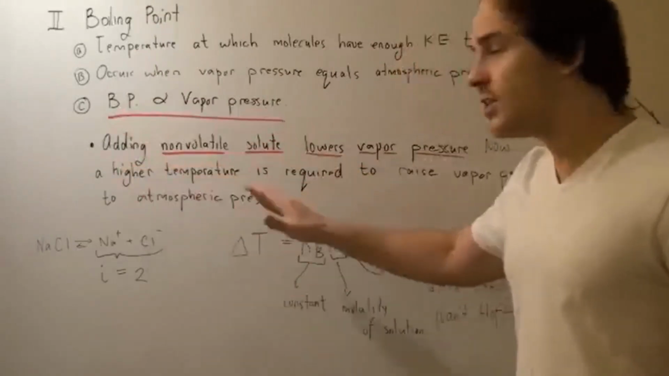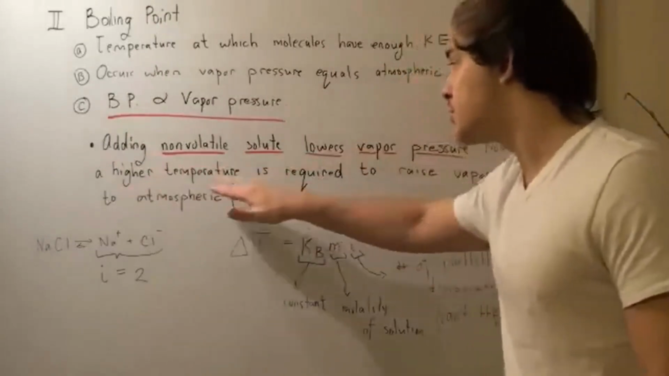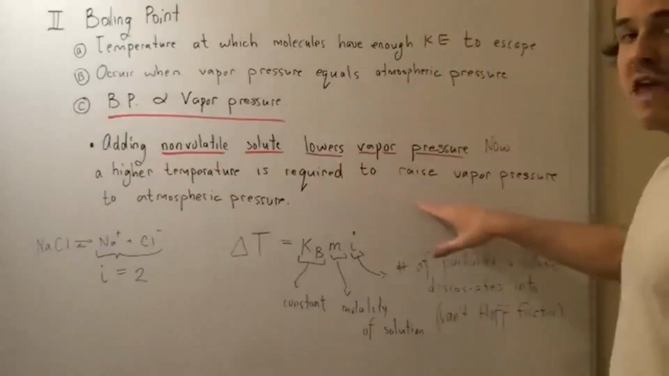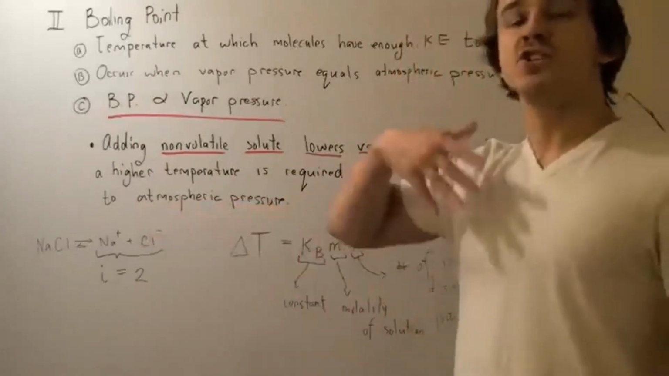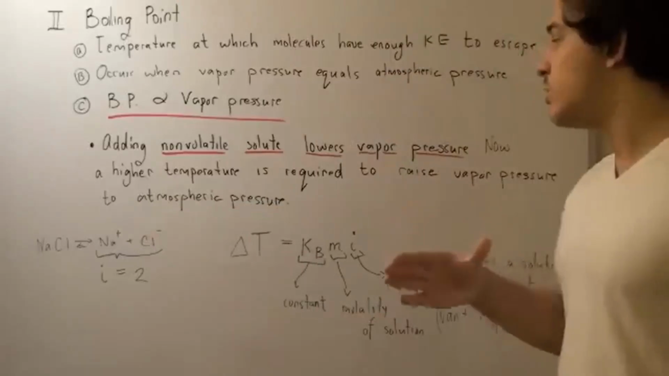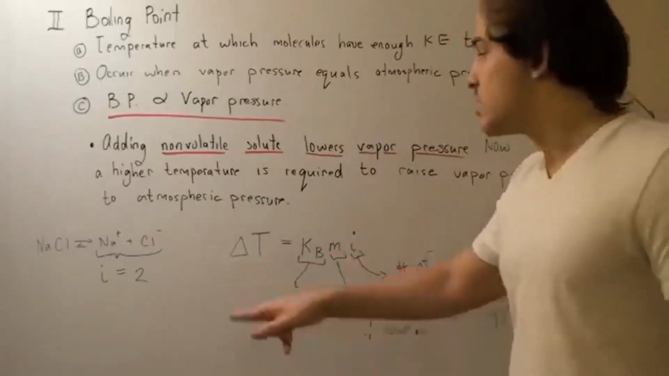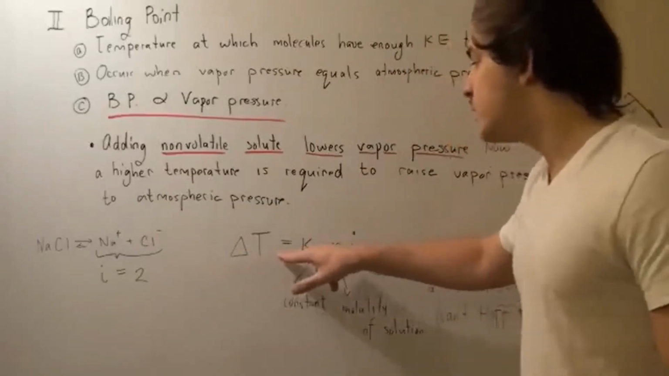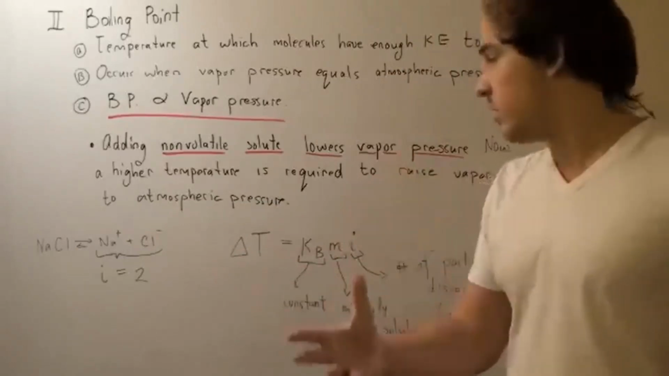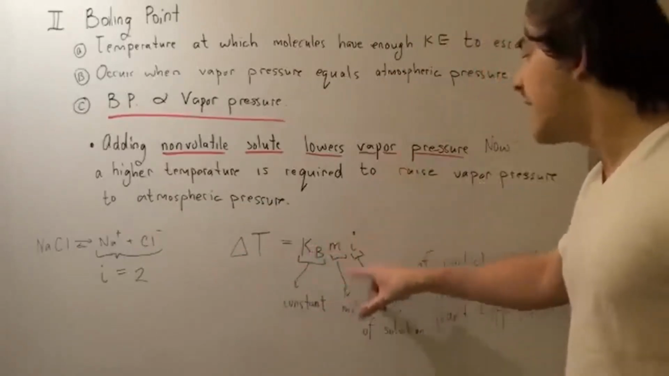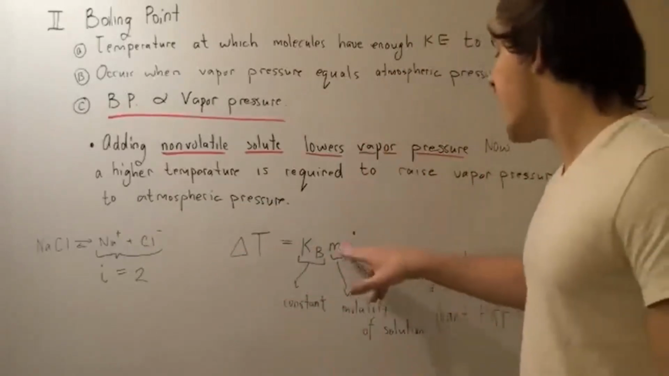Adding non-volatile solute lowers vapor pressure, and now a higher temperature is required to raise our vapor pressure to that final atmospheric pressure. So more energy is required. And in fact, we could use a formula to find the change in the boiling point. So change in boiling point is equal to a constant Kb, which is related to the substance being boiled, times the molality, so moles over a kilogram of solvent, times i.